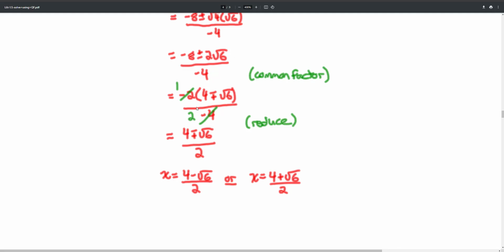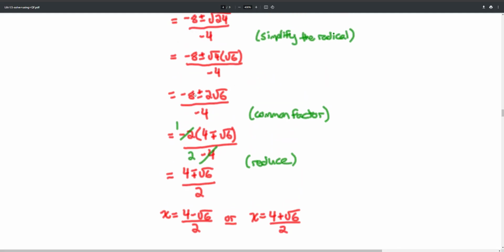So now the final answer, I factor out a 2 from 8 and 2. So it becomes 4 plus or minus root 6. But because we have a negative sign, in this example, they just inverted or reciprocated the signs. Instead of doing plus or minus, did minus or plus, just to show that the negative sign did something. But in reality, it didn't really do anything.